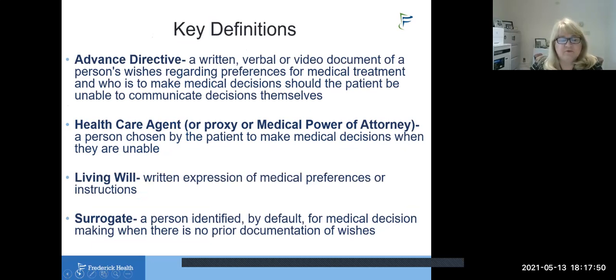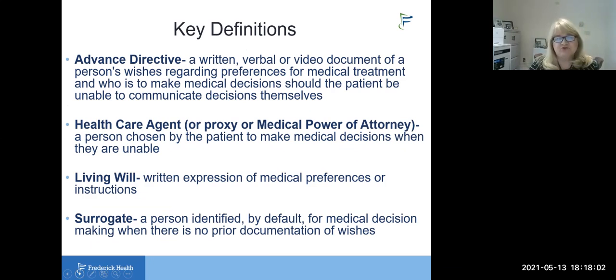And the next. So some of the key definitions when we talk about advance directives: an advance directive is a written, verbal, or video document of a person's wishes regarding their preferences for medical treatment and who is to make their medical decisions should the patient be unable to communicate decisions themselves. So this is an actual document. Some people give a written document, some people do a verbal document, and there are also video documents online that you can do. A lot of people would rather write out a letter, or they would rather do a video so that it can be shared with others. As long as it's documented and witnessed, you're good to go.